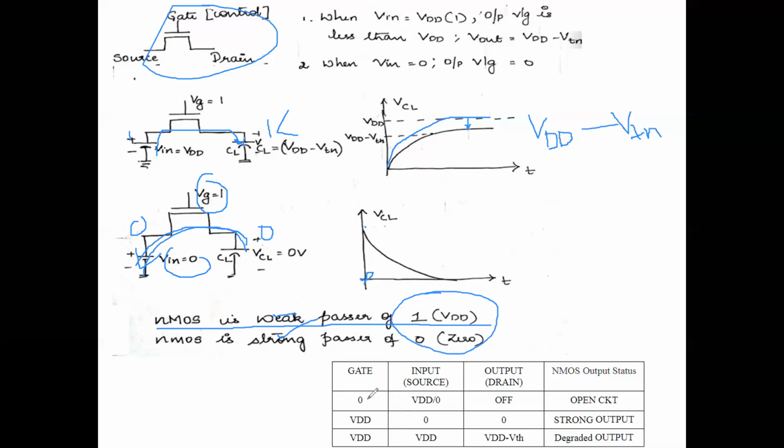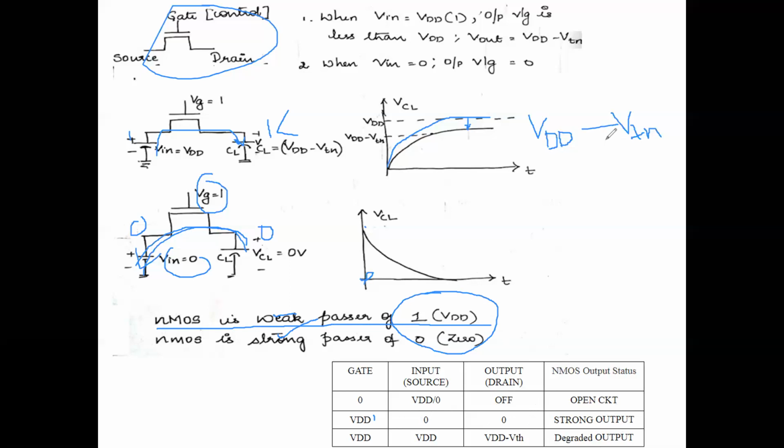See here, when the gate is 0, the transistor is off, and when the gate is 1 or VDD, the transistor is on. When the input is 0, the output is 0. So it is a strong passer of 0. Whereas when the input is VDD, the output is VDD minus VTH. It is a weak passer of VDD or 1.